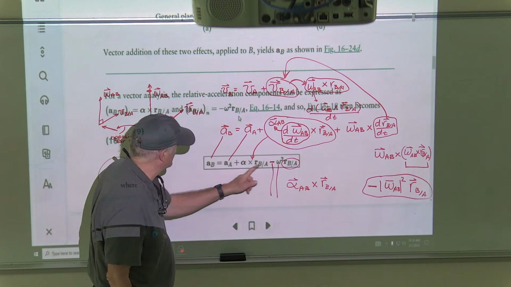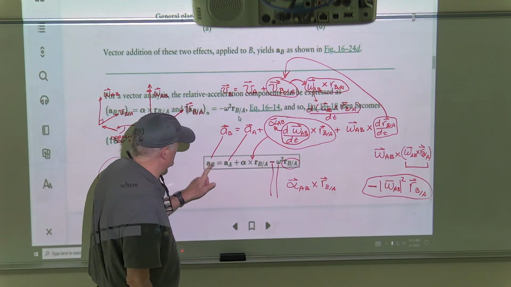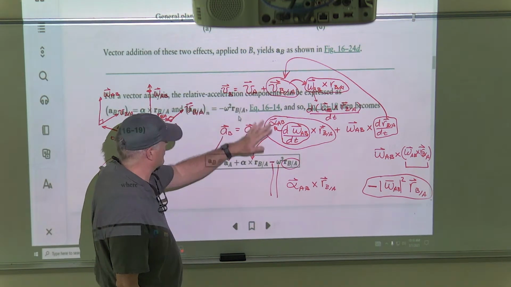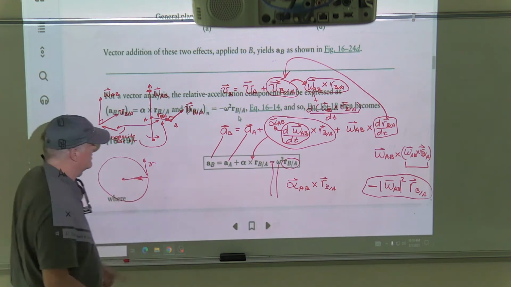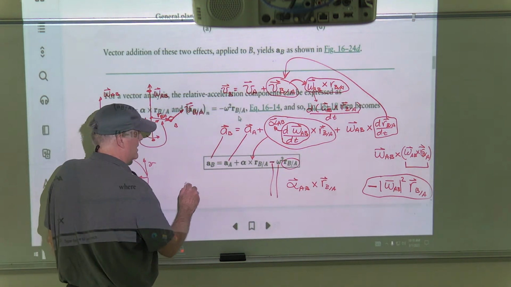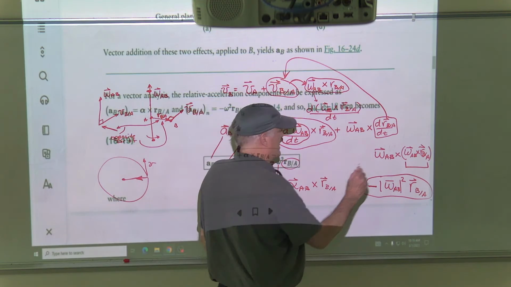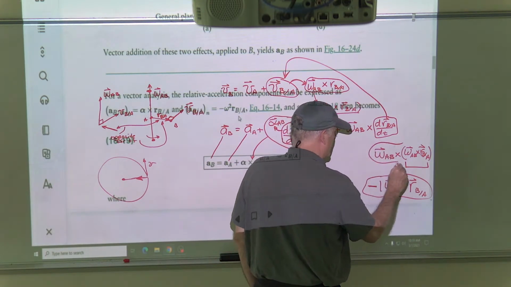So now you've got an equation of acceleration components. And this is kind of a weird way of looking at it, but there's another book, I can't think of the authors right now, but they leave it in this form.